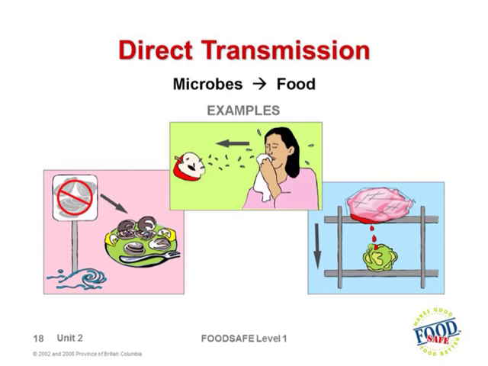So for direct transmission, the microbes move directly onto the food. There's no middleman. So the 3 pictures that we have here, this one at the top, this lady has sneezed, and the microbes that she has sneezed have landed directly on top of the apple. This means that that apple now has any of those microbes growing on it and could potentially make someone else sick.